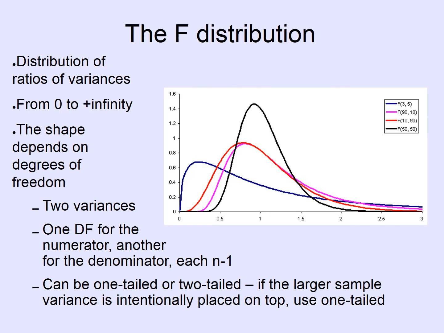This is the distribution that it's based on. We usually think of this as a one-tailed test, because as a rule we'll put the larger sample variance in the numerator and the smaller one on the bottom. So we'll be looking at the probability associated with that ratio and that value, and to the right, larger than that.